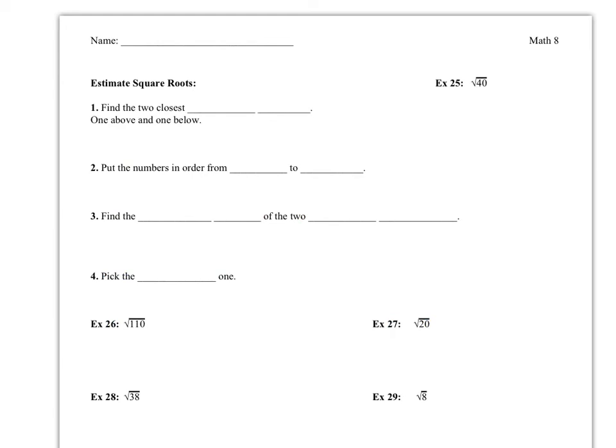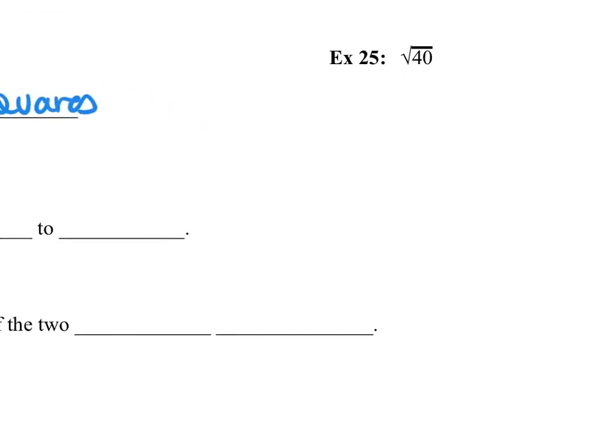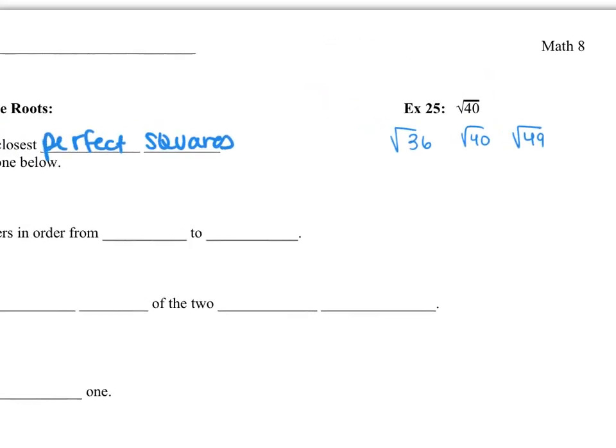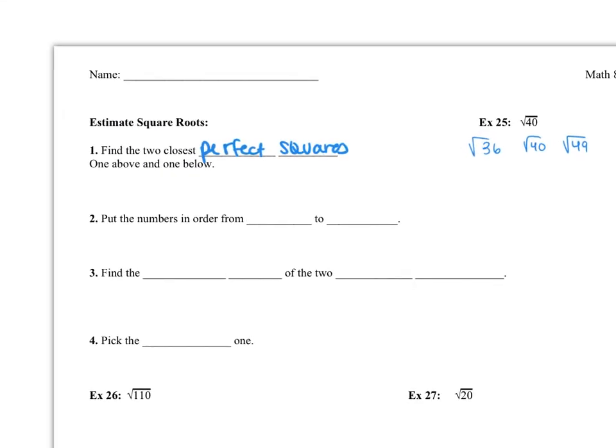So the next thing I can do with square roots is I can estimate them, and I can find the 2 closest perfect squares. I'm going to find one above the number and one below the number. So the square root of 40, I don't know what that is, but I know that 49 is a perfect square above it, and that 36 is a perfect square below it. Then I can try to put the numbers in order from least to greatest, which I've already done.